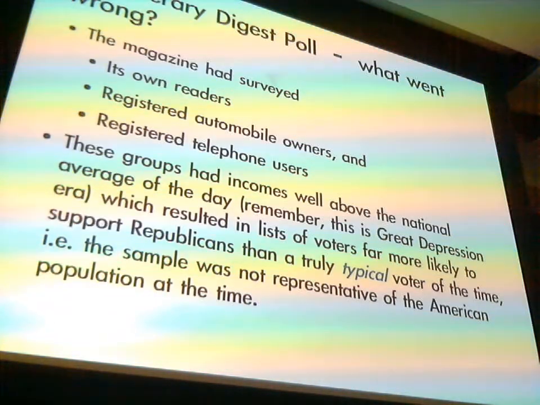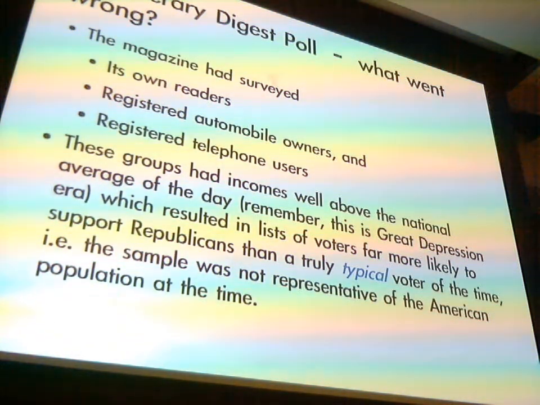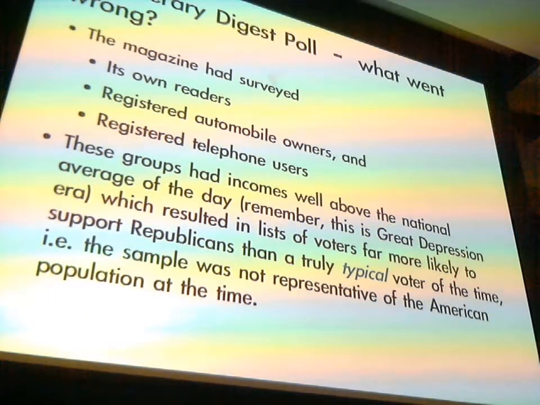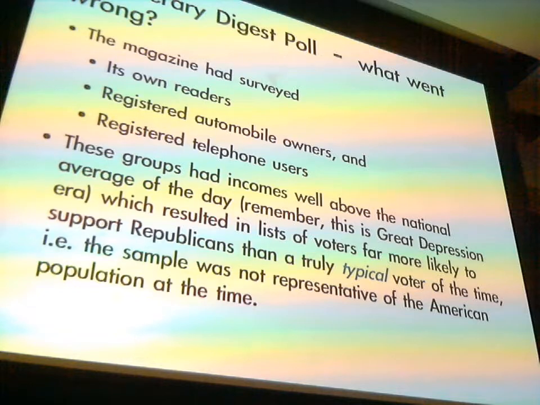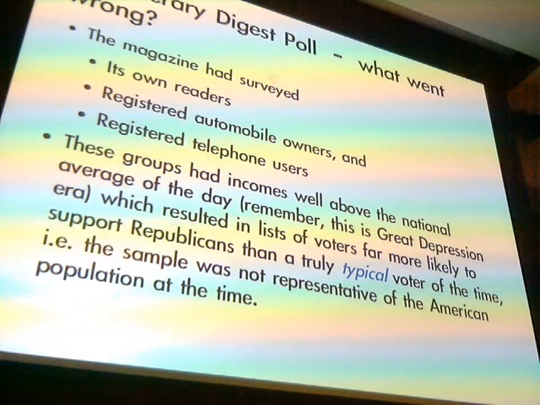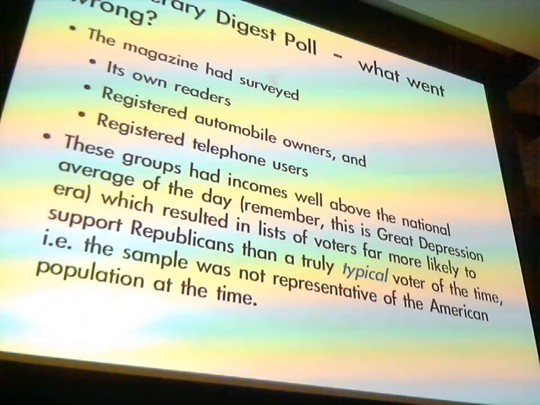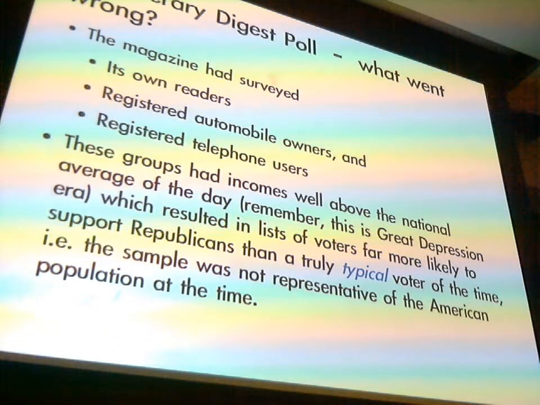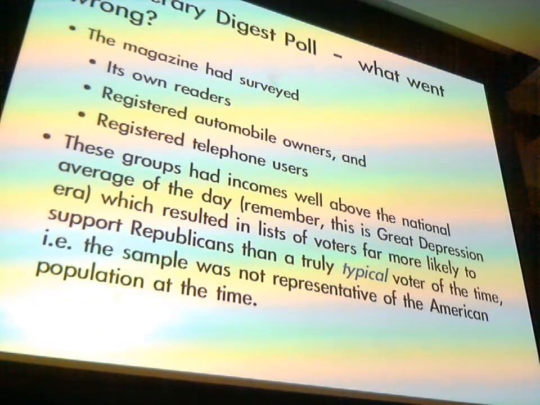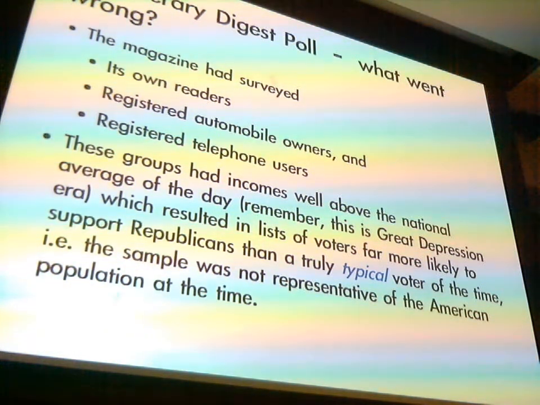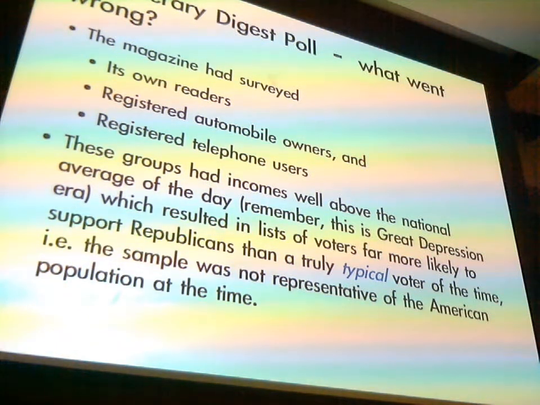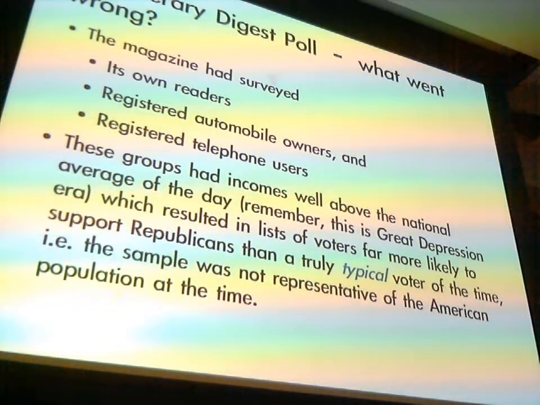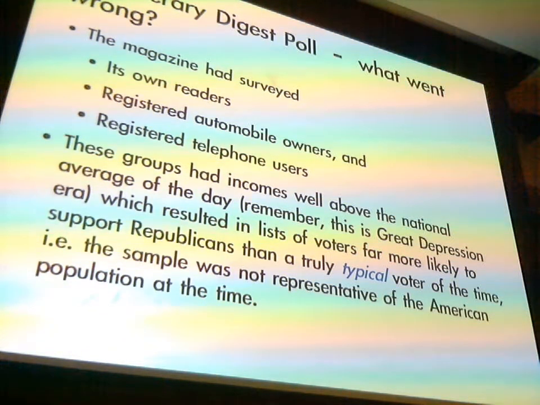Their sample was not representative of the population. They sampled their own readers, registered automobile owners, and registered telephone users. This was Great Depression era America. People that had magazine subscriptions, owned cars, and had their own telephone were not the average person in the United States. This group was not representative of the entire nation. This was a wealthier subset, and they had their own preferred candidate.